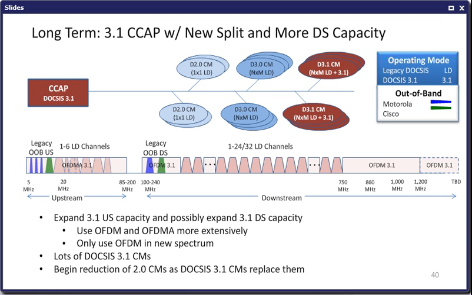And the same thing in the downstream. If we expanded the downstream capacity to 1.2 gigahertz, as is currently required in the spec, then DOCSIS 3.1 devices would benefit from that portion of the spectrum or that additional capacity.